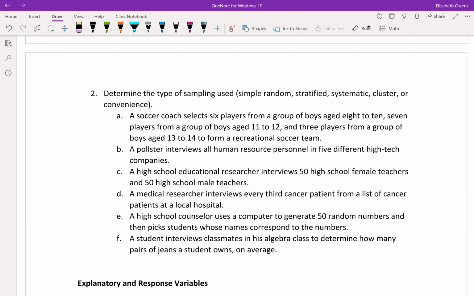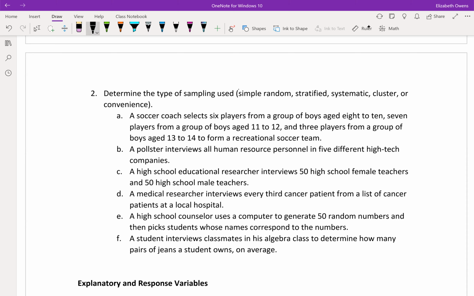Okay, so for our first one here, a soccer coach selects 6 players from a group of boys aged 8 to 10, 7 players from a group of boys aged 11 to 12, and 3 players from a group of boys aged 13 to 14 to form a recreational soccer team. Okay, so what we have to look at here is this coach selecting just from the overall population?